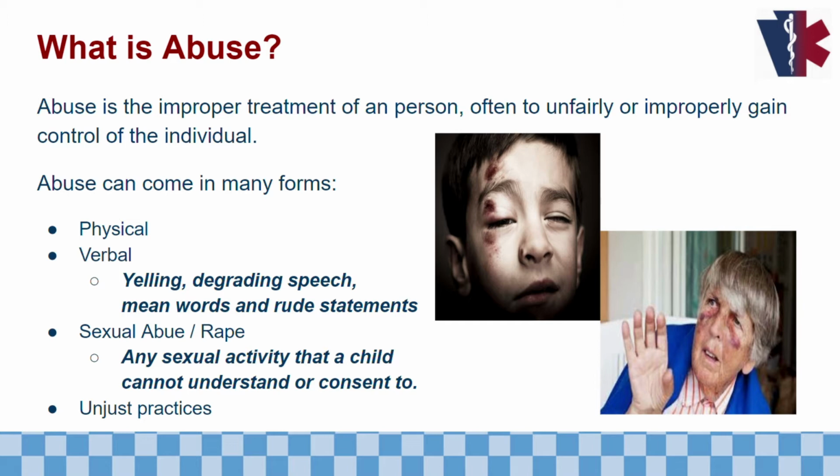While abuse can take many forms, some common examples include physical, verbal, the use of yelling, degrading speech, mean words, and rude statements, sexual abuse and rape, any sexual activity that a child cannot understand or consent to, and unjust practices.